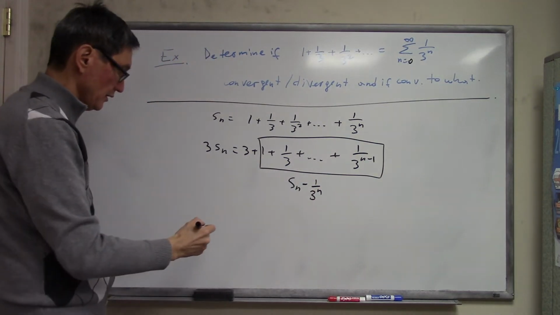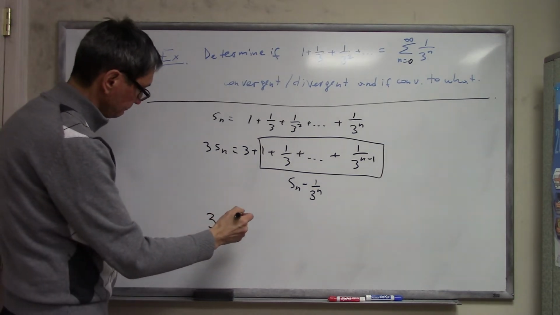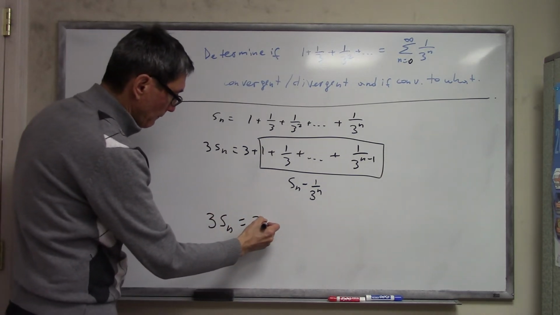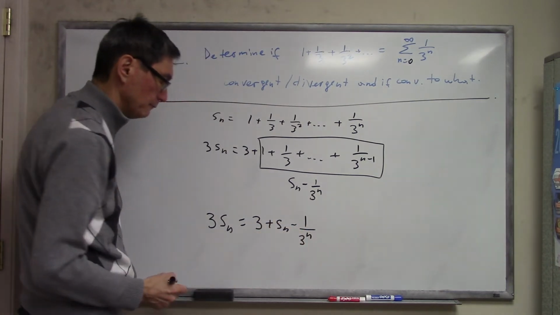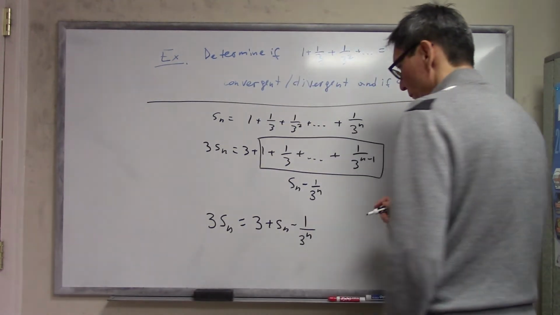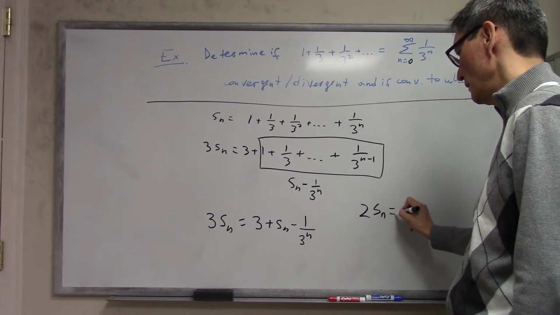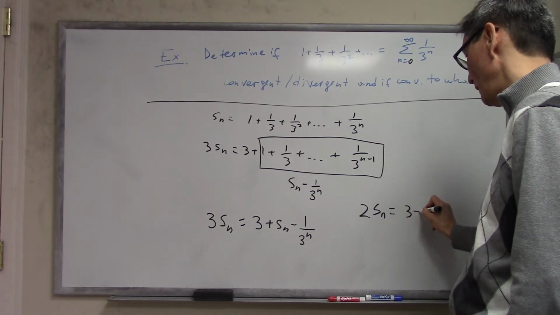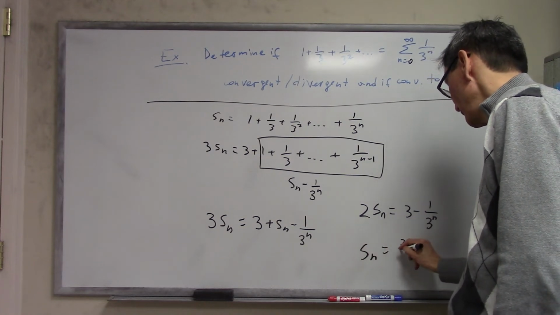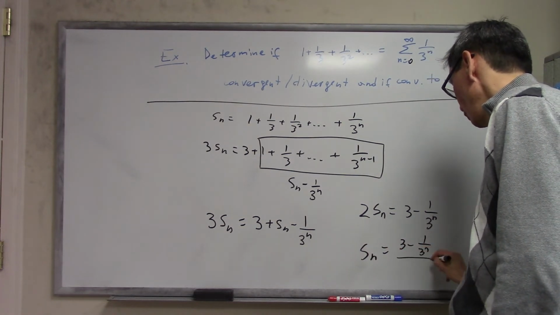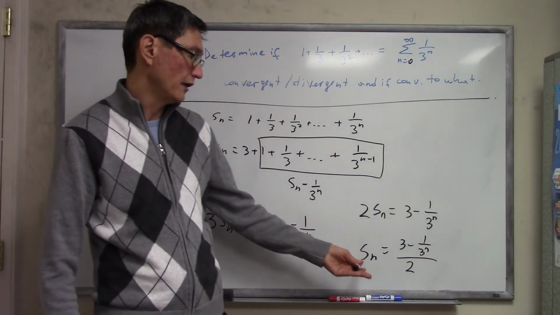So what we concluded is 3Sn equals 3 plus Sn minus 1 over 3 to the n. Now we're going to solve it for Sn. Subtract Sn from both sides. So we have 2Sn equals 3 minus 1 over 3 to the n. So we get Sn equals (3 minus 1 over 3 to the n) over 2. So we figured out the formula for the nth partial sum.